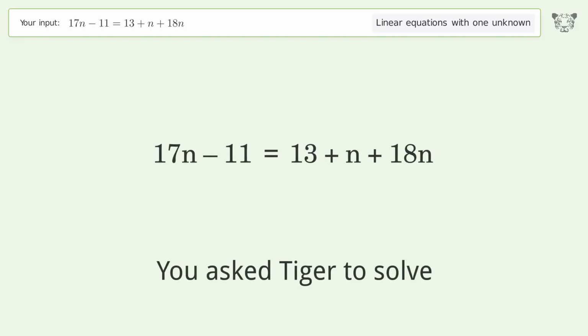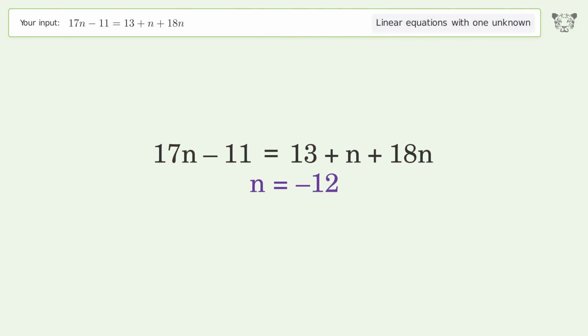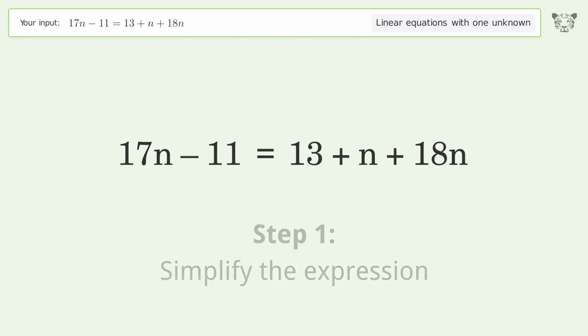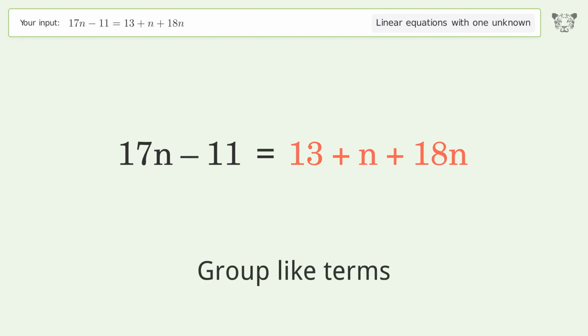You ask Tiger to solve this. This deals with linear equations with one unknown. The final result is n equals -12. Let's solve it step by step. Simplify the expression. Group like terms.